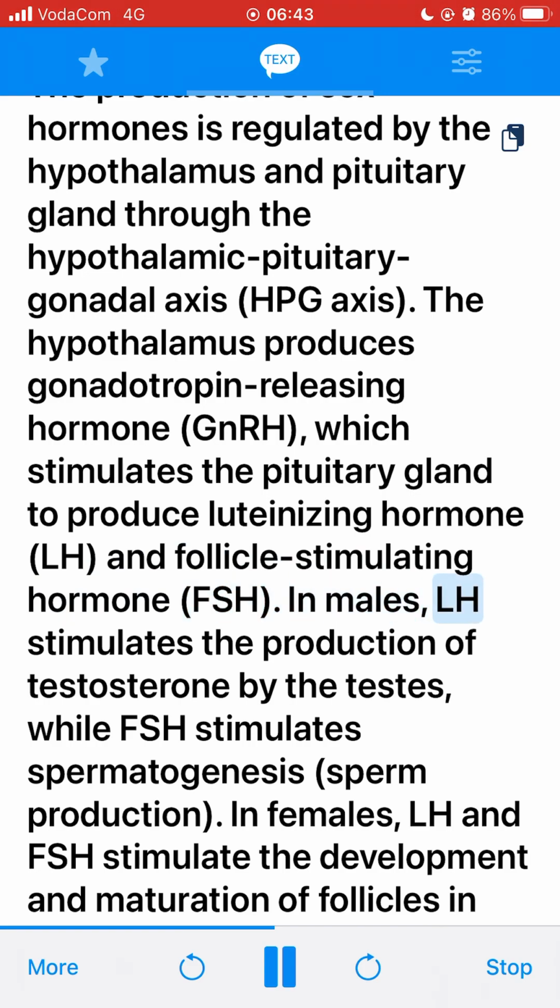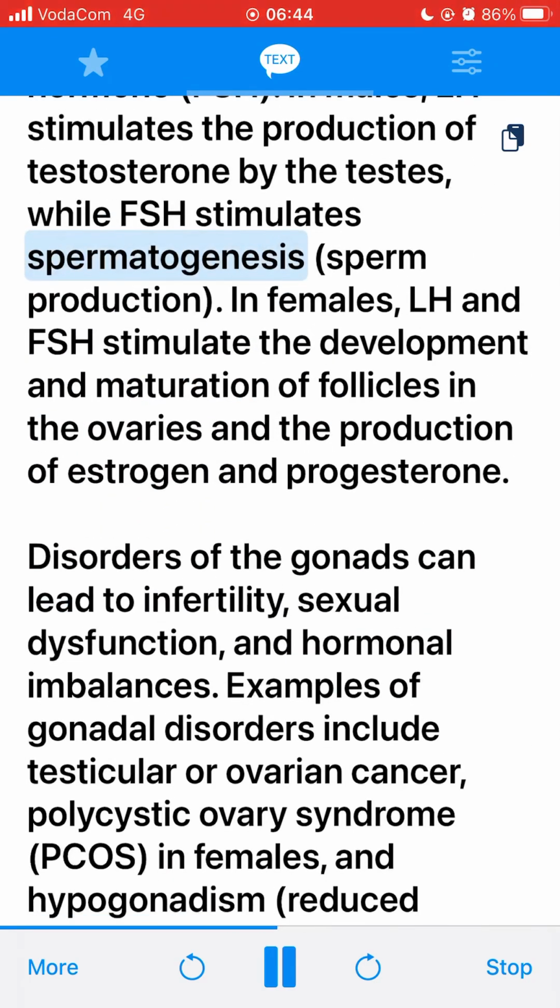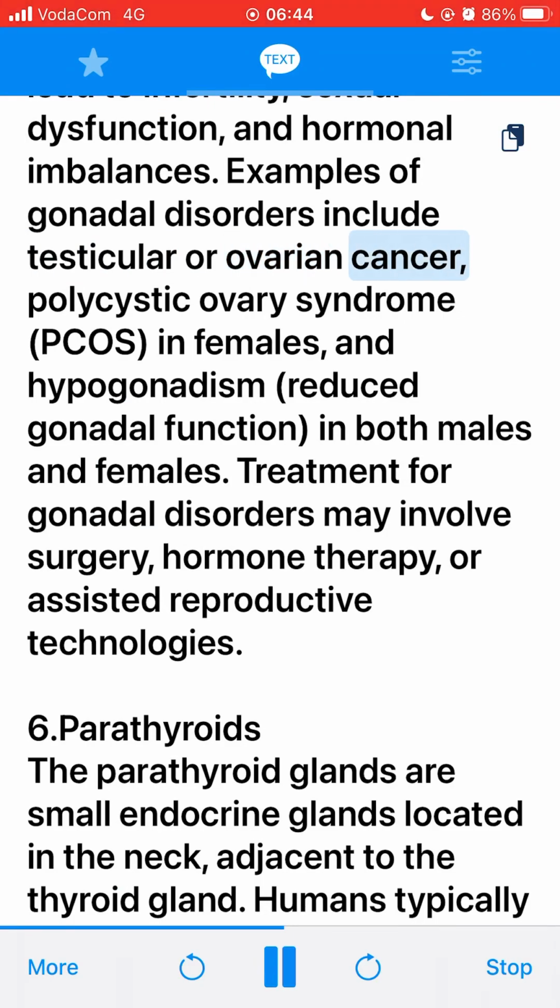In males, LH stimulates the production of testosterone by the testes, while FSH stimulates spermatogenesis, sperm production. In females, LH and FSH stimulate the development and maturation of follicles in the ovaries and the production of estrogen and progesterone. Disorders of the gonads can lead to infertility, sexual dysfunction, and hormonal imbalances. Examples of gonadal disorders include testicular or ovarian cancer, polycystic ovary syndrome, PCOS, in females, and hypogonadism, reduced gonadal function, in both males and females. Treatment for gonadal disorders may involve surgery, hormone therapy, or assisted reproductive technologies.